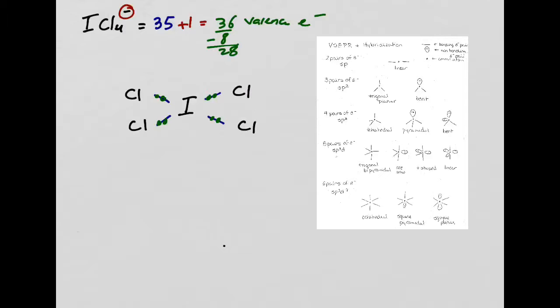I have to make sure the surrounding atoms are happy. Each Cl has 2 electrons, is not happy, and needs 6 more to be happy. 1, 2, 3, 4, 5, 6, on each of the four chlorines.